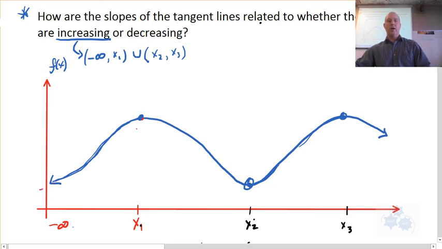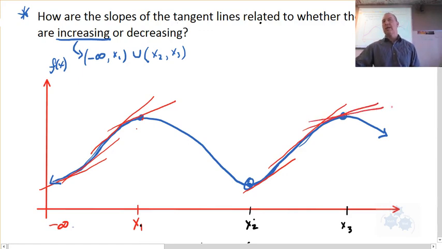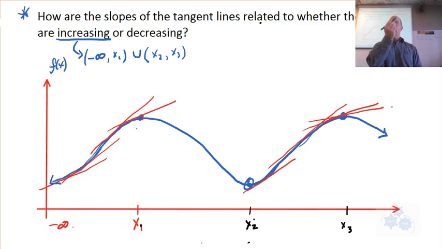So if I just draw some random tangent lines here in these intervals, what do you notice about all of those tangent lines? Their slope is positive, yes, very good. Slope is positive. That is very, very important.